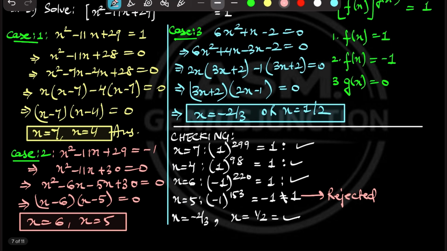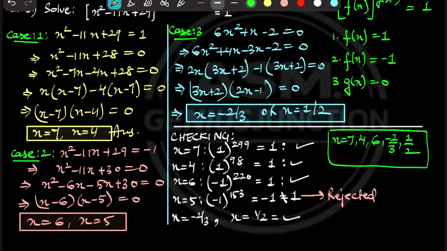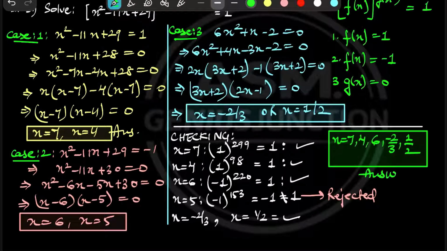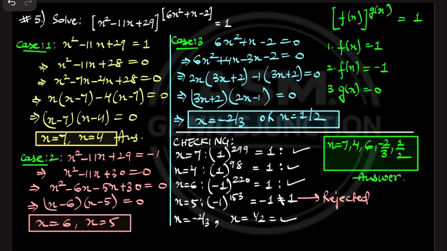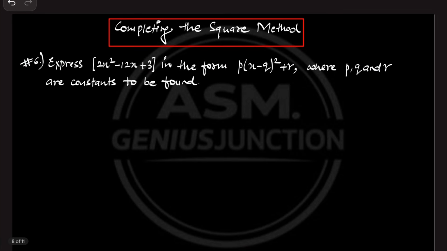So the solution set for the given question, where we have checked all the values, is x equals 7, 4, 6, minus 2 by 3 and 1 by 2. These are the solutions for the given question. Please pause the video and note down the solution of this given question. These concepts are going to play a very important role when you will be solving papers based on these concepts. Let's move on to the next question of this video.